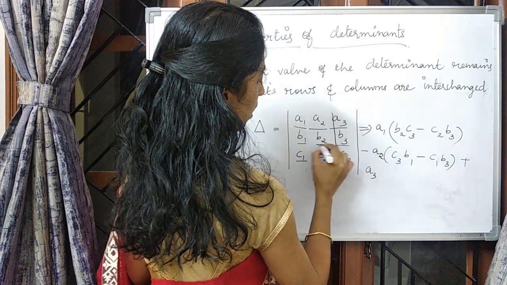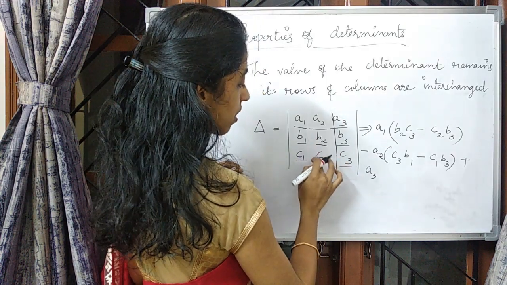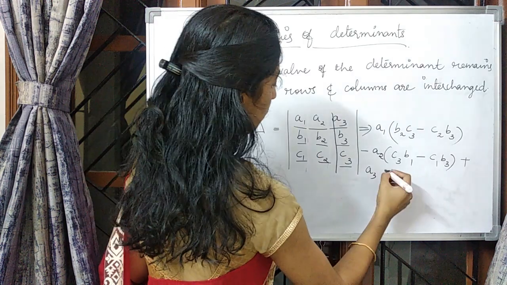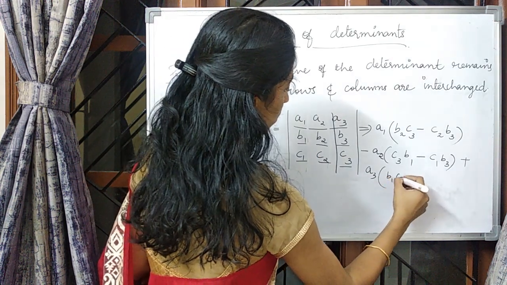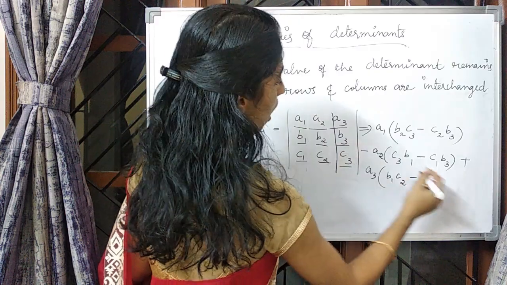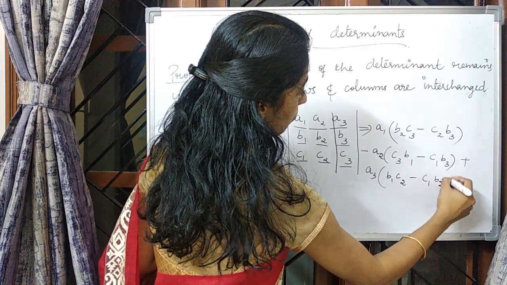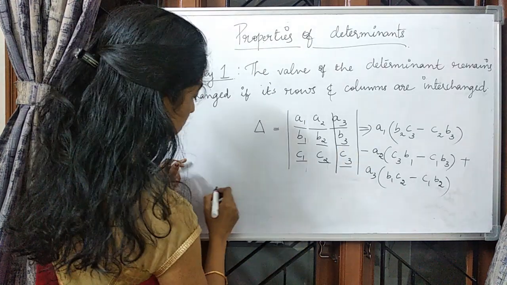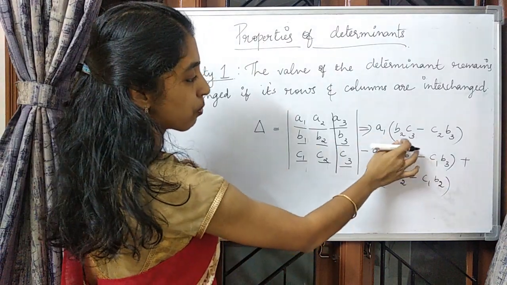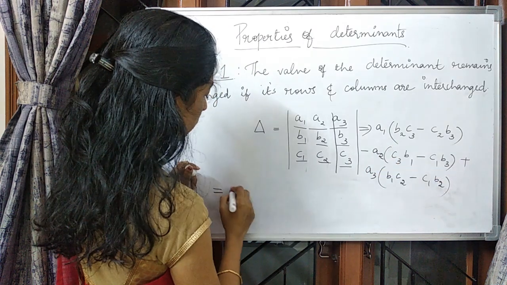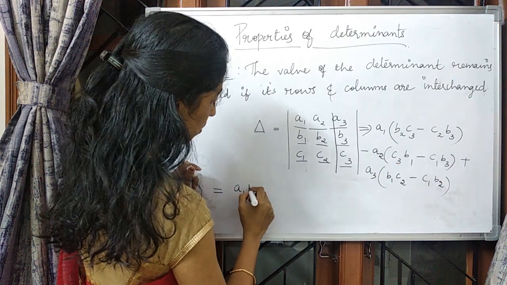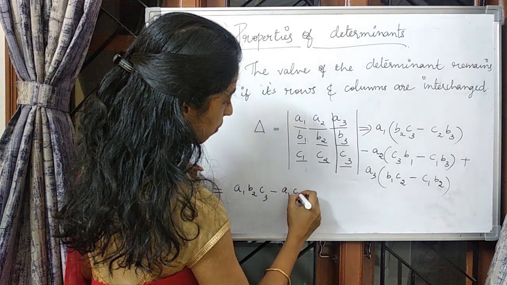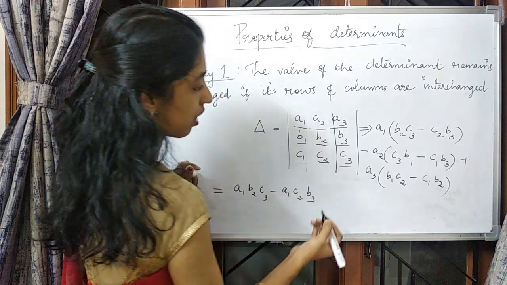again a 2 by 2 matrix. Then you can take B1 C2 minus B2 C1. If you want, you can open the bracket and write. Here A1 you can open and write. So we will get A1 B2 C3 minus A1 C2 B3.